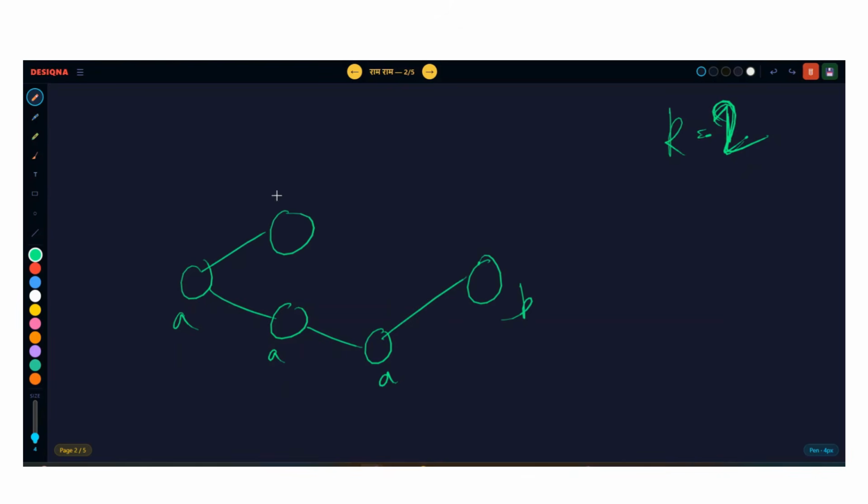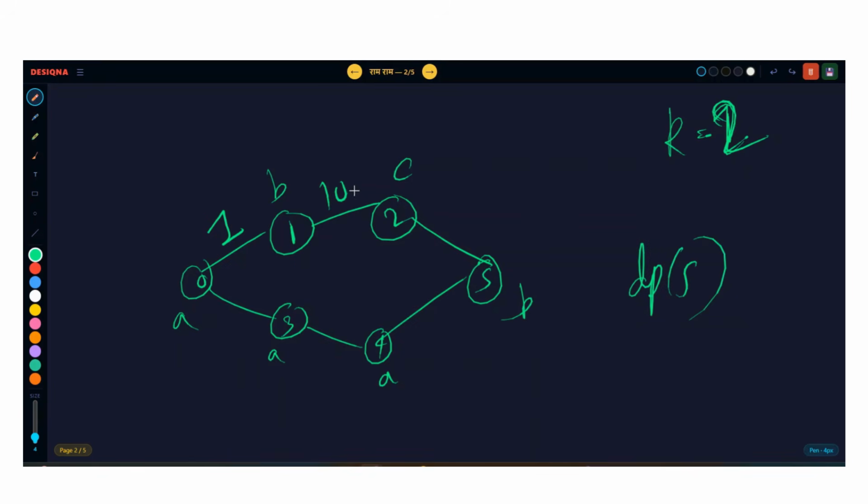So this is our graph, nodes 0, 1, 2, 3, 4. You want to calculate dp of 5. So guys, what will be dp of 5? The shortest path from 0 to 5 is this, now 6. dp of 5 is what? 6, as per our old question.